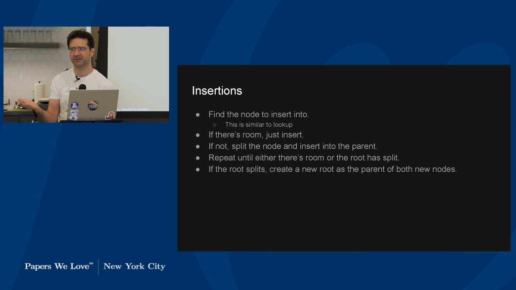If the root node splits, create a new root node that points at the two new halves of the old root. Because you're only growing from the root, and you're growing both halves of the root at the same speed, things are always balanced. So that's kind of how you keep a B tree balanced.